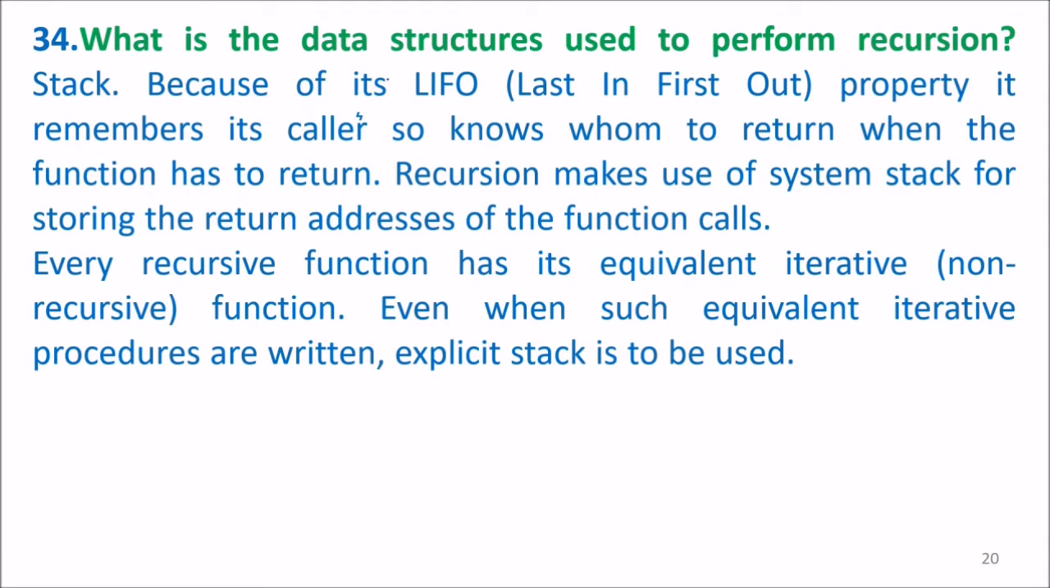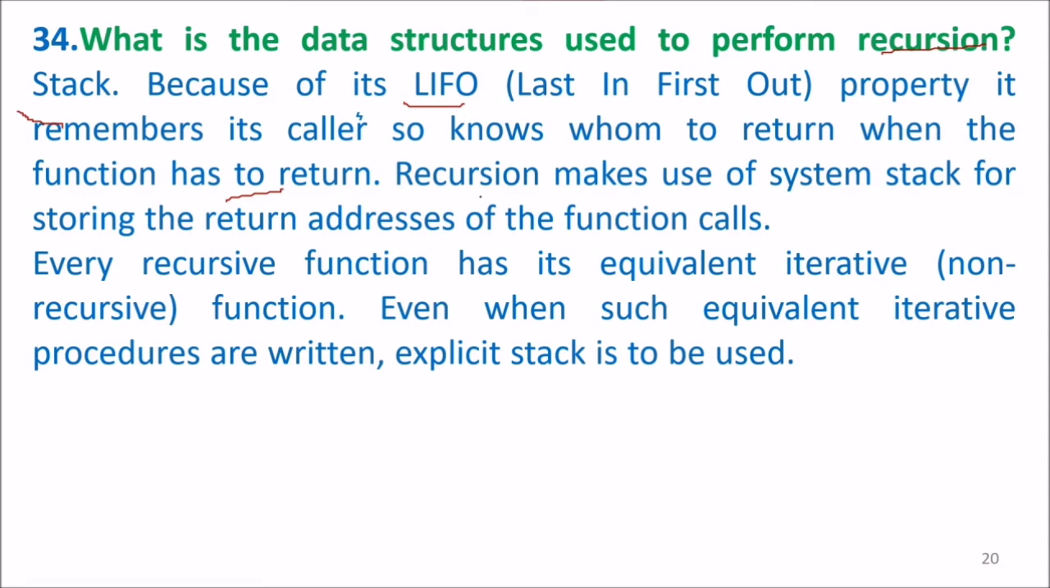Now next is, what is the data structure used to perform recursion? We have seen recursion a lot now. So a stack will be used because of its last in first out property. It remembers its caller, so it knows whom to return to when the function has to return. Recursion means a function calling itself till the endpoint or the breakpoint is achieved. So recursion makes use of the system stack for storing. It uses the system stack.